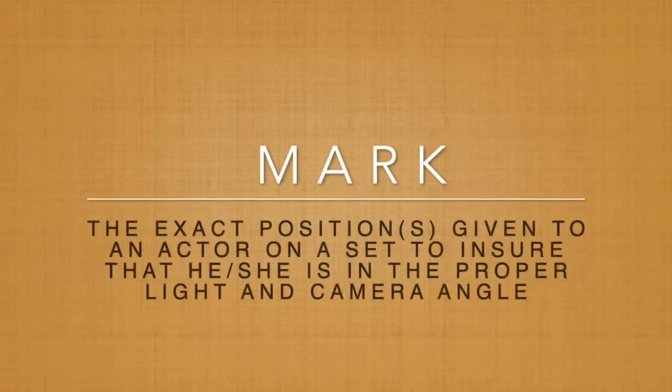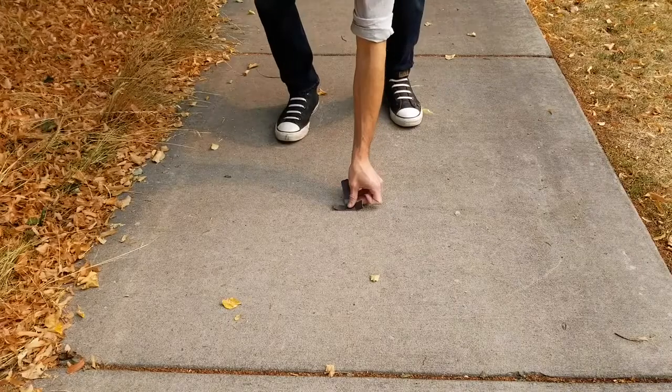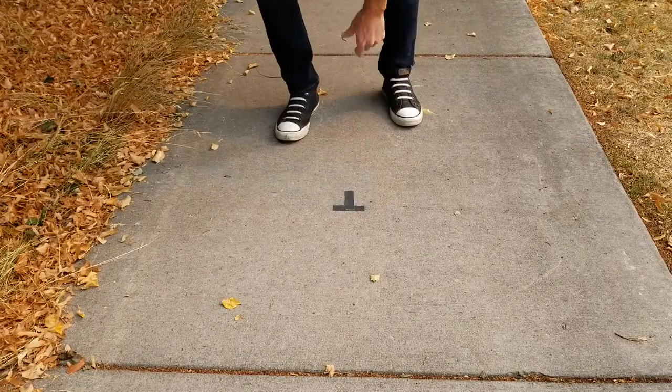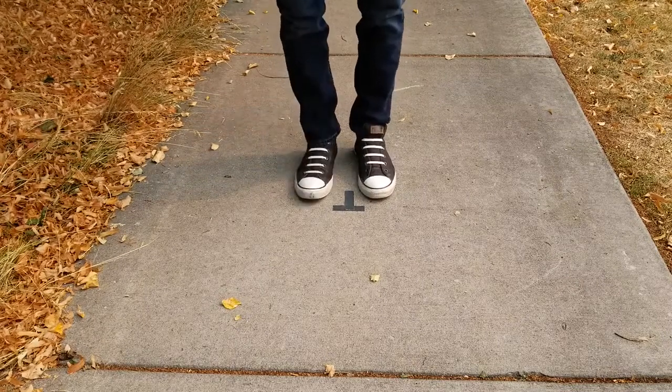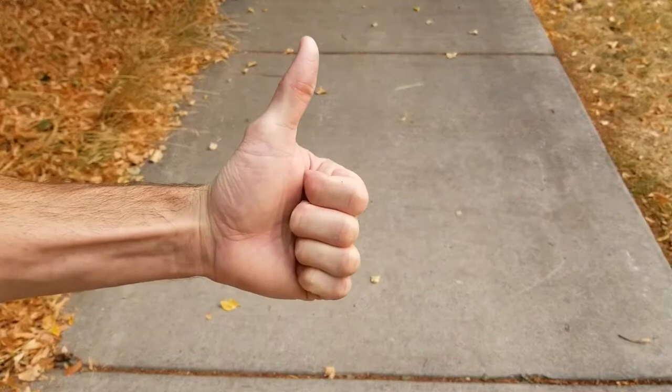The next one, mark. It's not the guy that's behind the camera. It could be, but the word mark. It is the exact position or positions given to an actor on a set to ensure that he or she is in the proper light and camera angle. It's very, very important on film because they will already have the lights and the cameras preset so that you are going to be right on in the frame the way they want it to be.